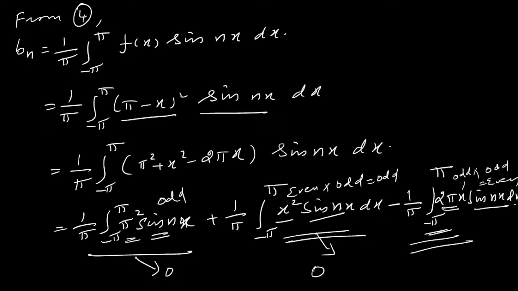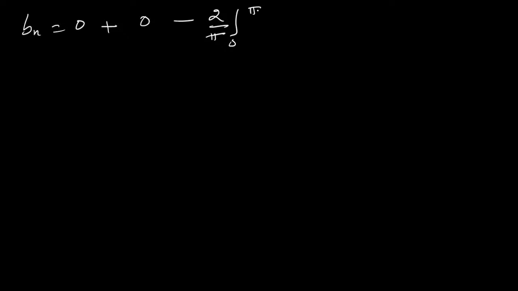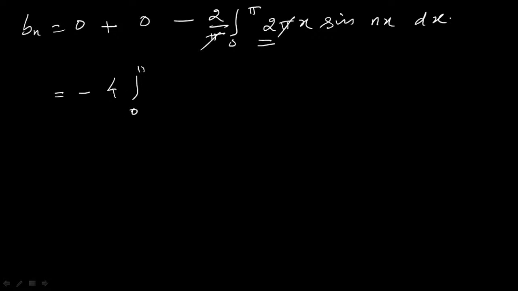2 pi x sin nx dx. So one of the pi is cancelled. So you have 2 is a constant, take it outside, minus 4 times integral 0 to pi x sin nx dx. This is a product of functions of the form integral u v dx.